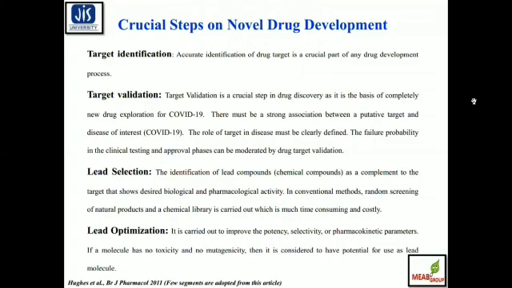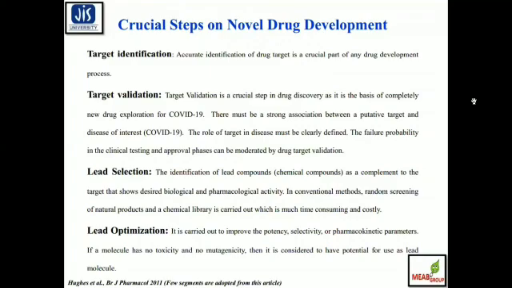The failure probably in the clinical testing and approval phases can be moderated by the drug target validation. Then comes the identification of the lead compound, the chemical compound as a complement to the target that shows desired biological and pharmacological activities. In the conventional methods, random screening of natural products and chemical-based laboratory work is carried out, which is much time-consuming and costly as well.